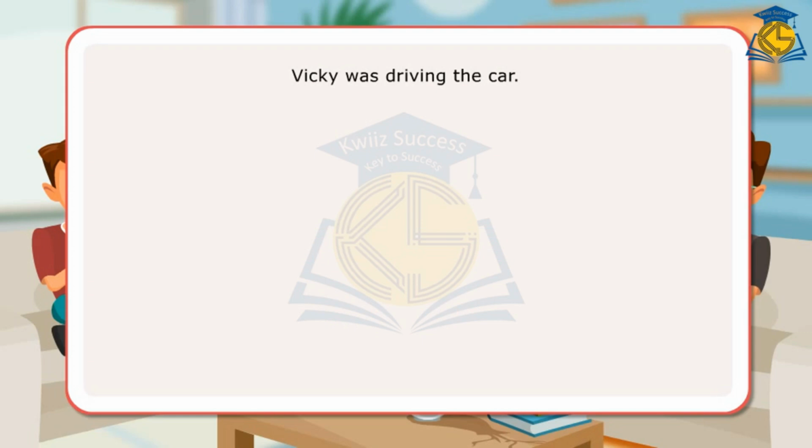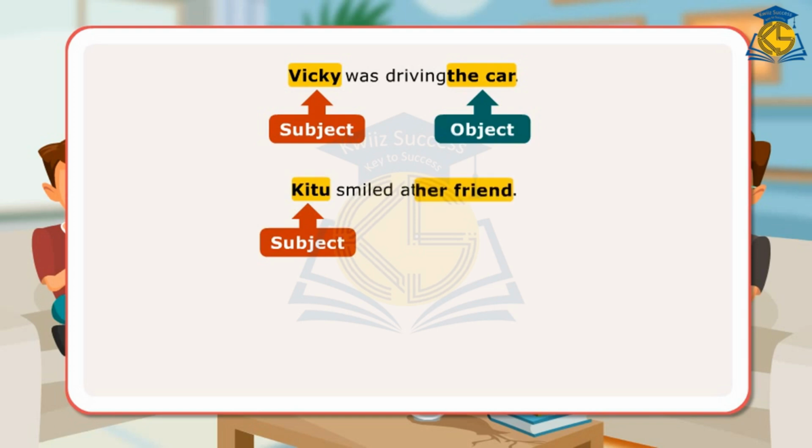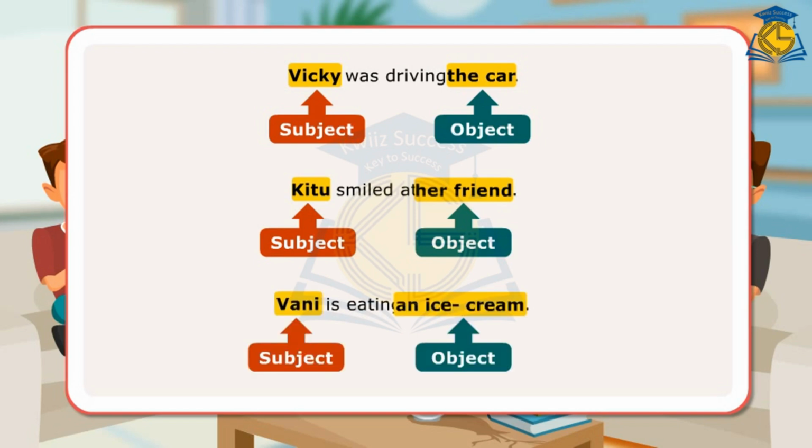Vicky was driving the car. Subject, Vicky. Object, the car. Kittu smiled at her friend. Subject, Kittu. Her friend, object. Vani is eating an ice cream. Subject, Vani. Object, an ice cream.